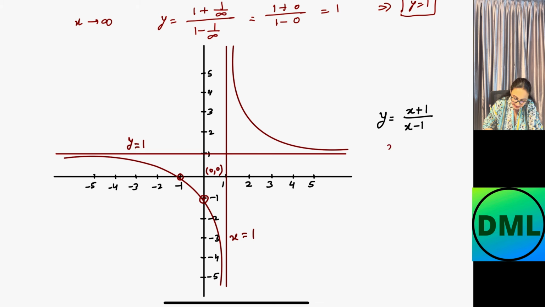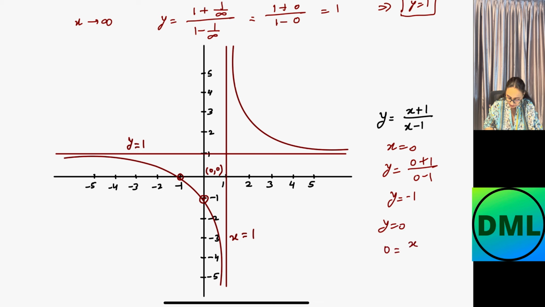If I put x is equal to 0 here, I will get y is equal to 0 plus 1 divided by 0 minus 1. y is equal to minus 1. So when x is equal to 0, y is equal to minus 1. So this is my point here. Next, I will put y is equal to 0. If I put y is equal to 0, that will be equal to x plus 1 divided by x minus 1. Do the cross multiplication here.